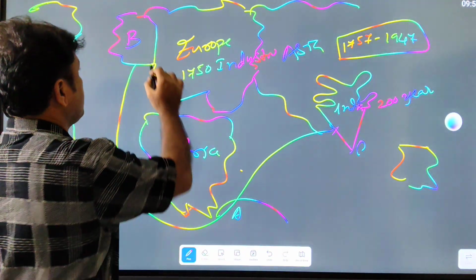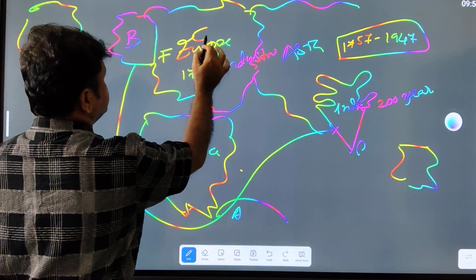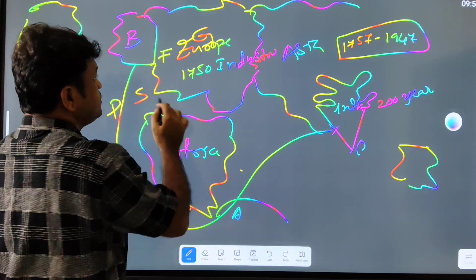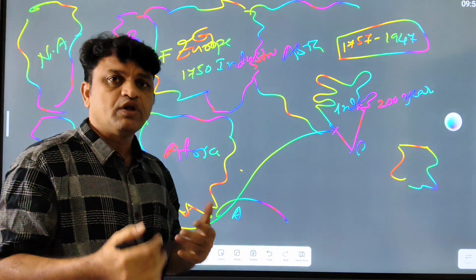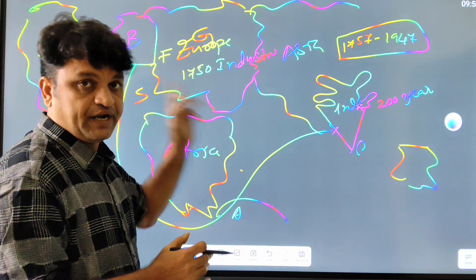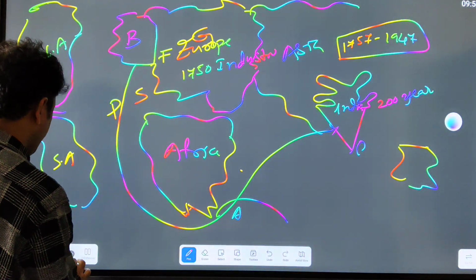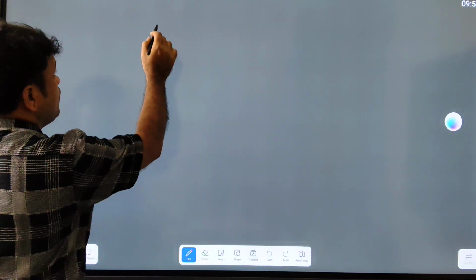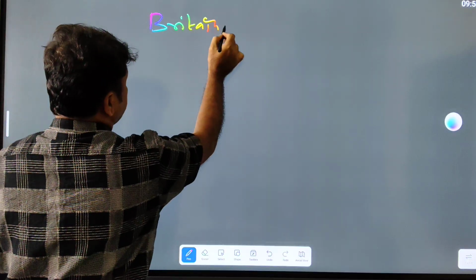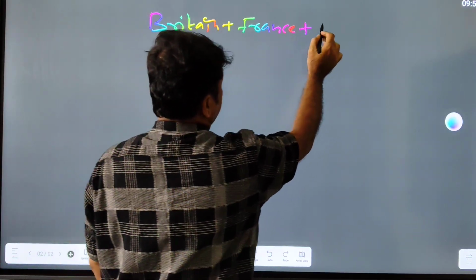It spread to other parts of Europe, especially France, Germany, Portugal, and Spain. These are the countries which were looking for raw materials, so there was competition between the European countries. Finally, what happened? There was more competition between Britain, France, and Germany.